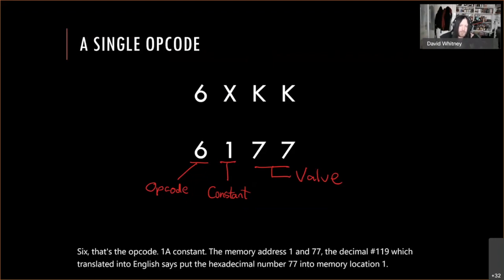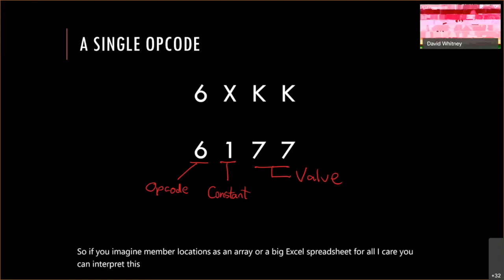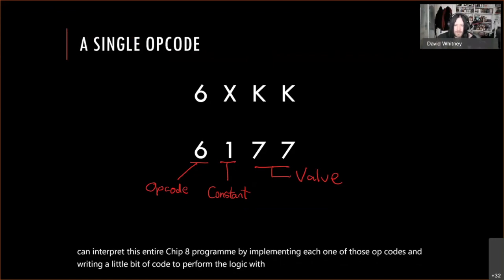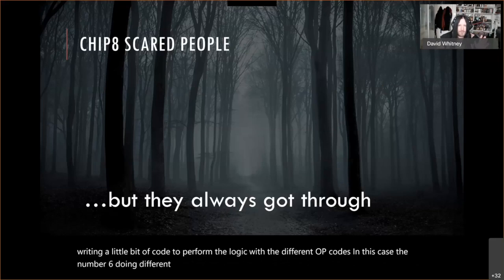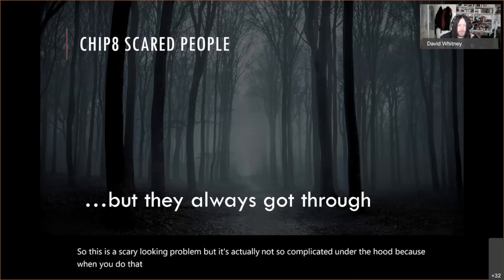If you imagine memory locations as an array, or like a big Excel spreadsheet for all I care, you can interpret this entire CHIP-8 program by implementing each one of those opcodes and writing a little bit of code to perform the logic with the different opcodes, in this case the number 6, doing different things. So this is a scary looking problem, but it's actually not so complicated under the hood, because when you do that first Ruby Quiz, you realize the solution to it is a switch statement with like 8 cases, and that's it, right? That's the whole answer to the quiz.